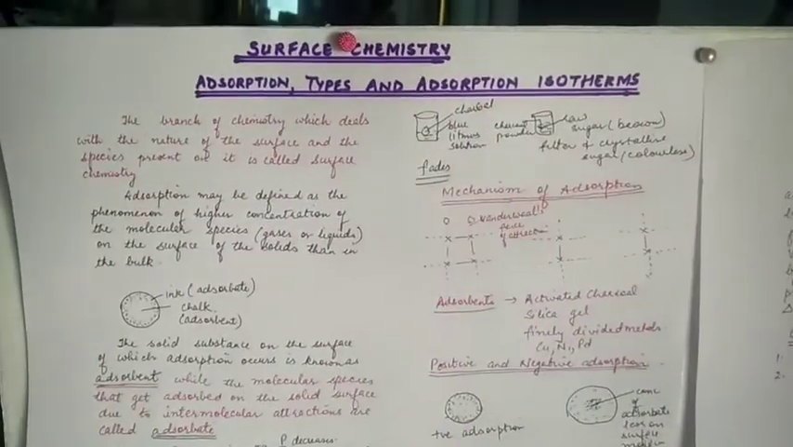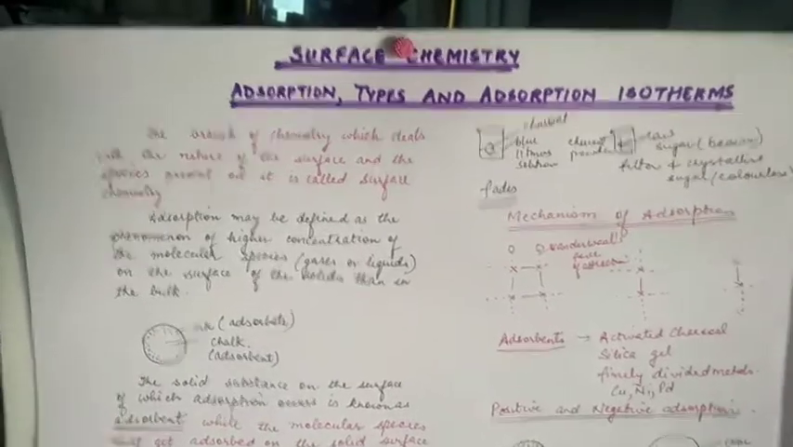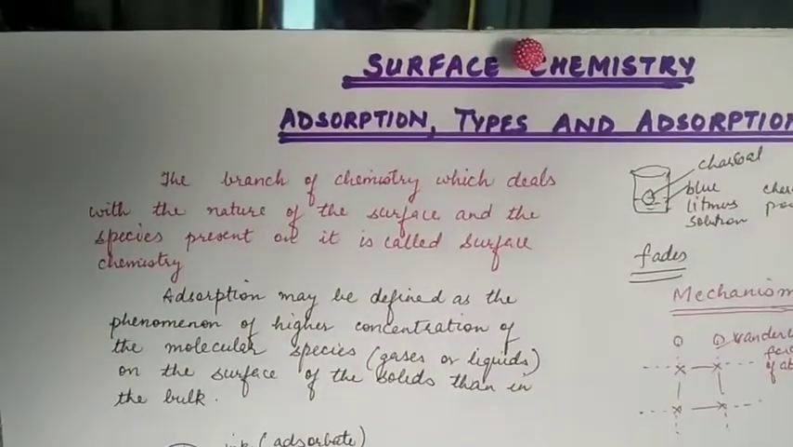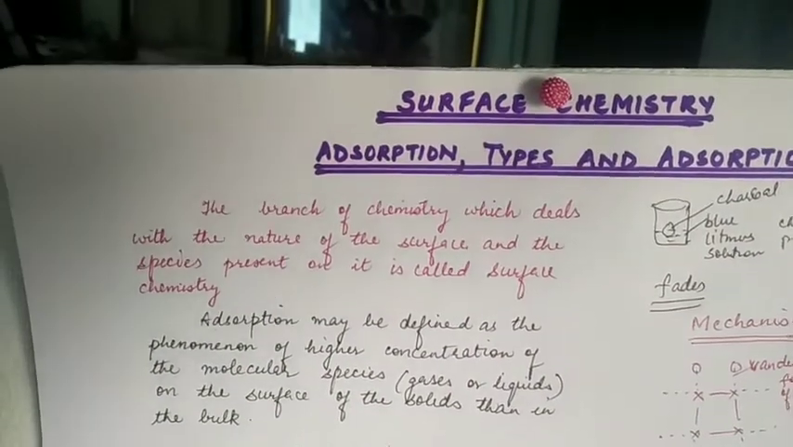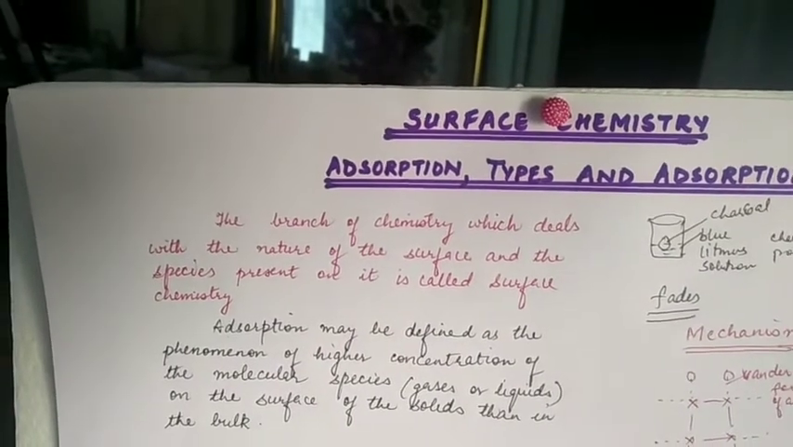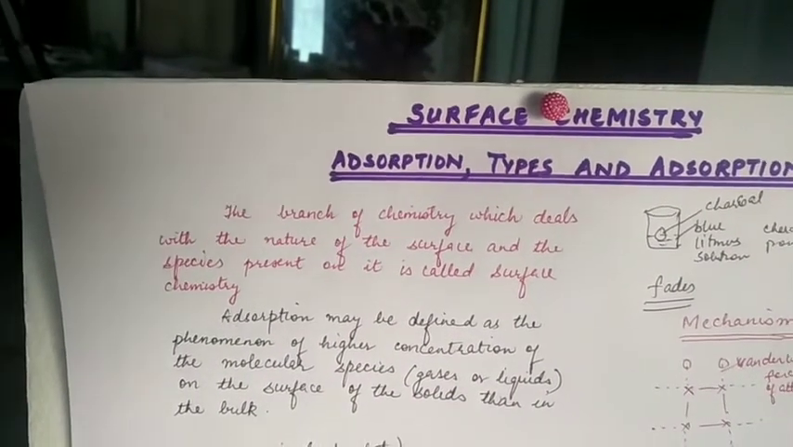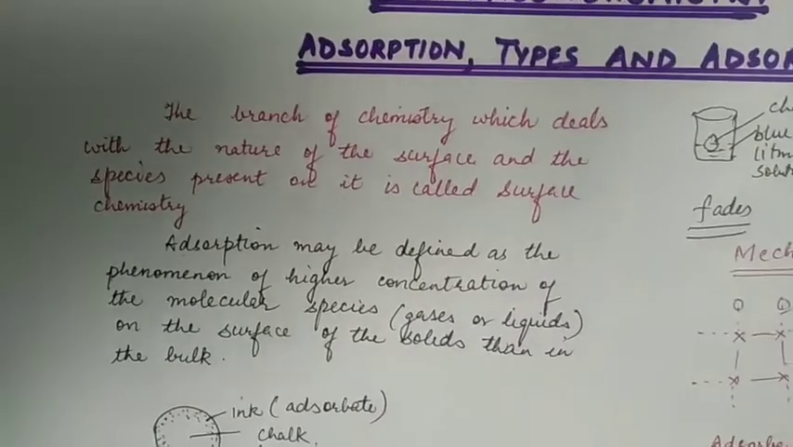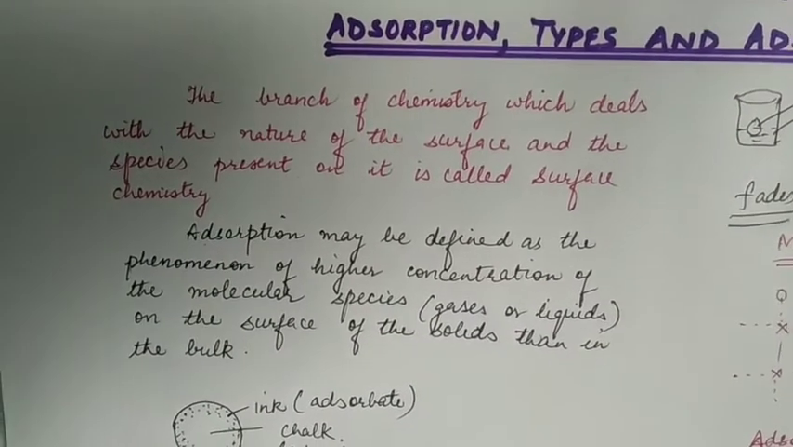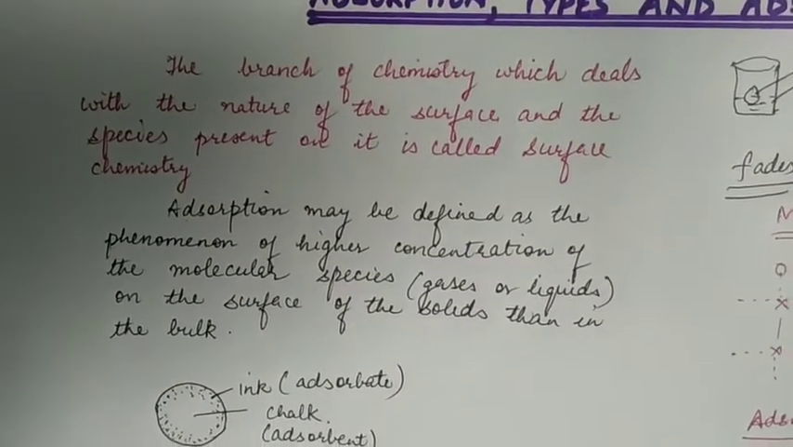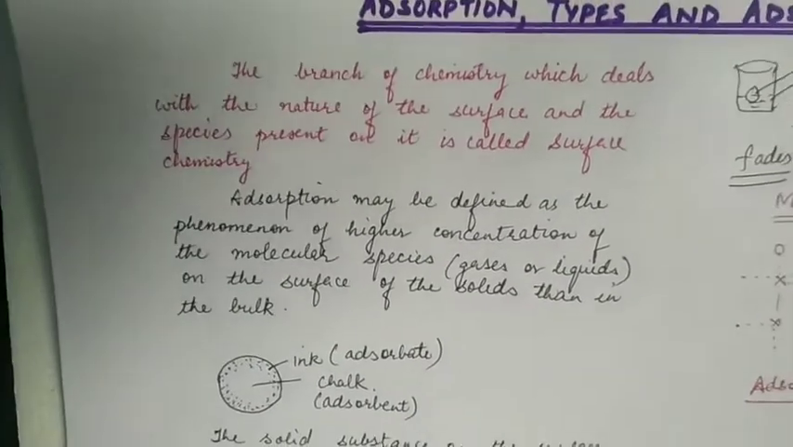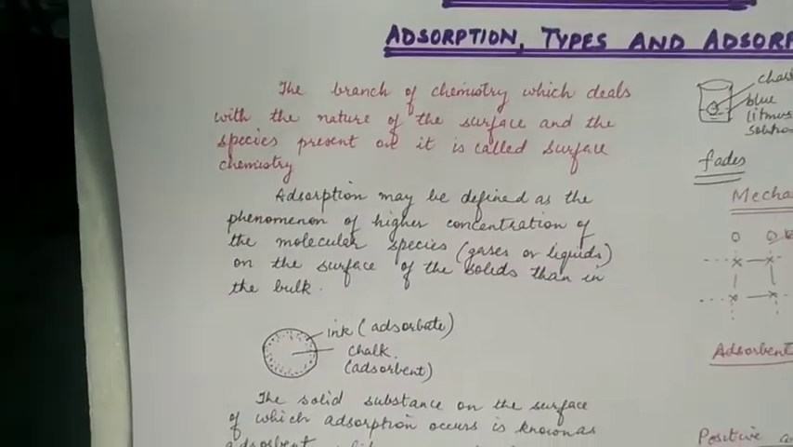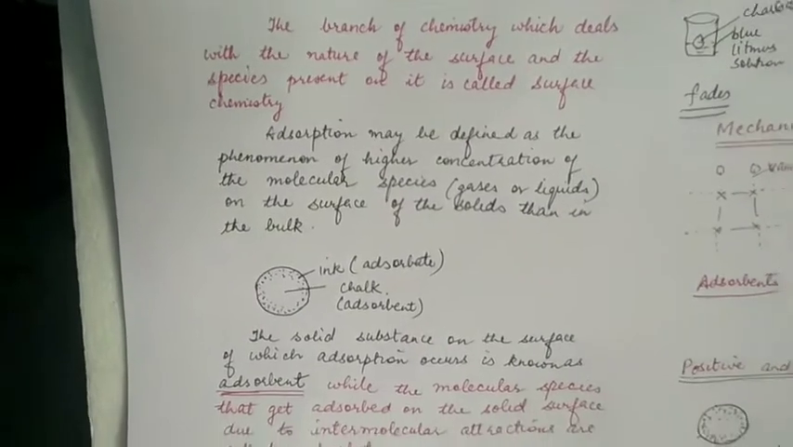The topic that we take is adsorption and its types. The branch of chemistry which deals with the nature of the surface and species present on it is called surface chemistry. Adsorption may be defined as the phenomenon of higher concentration of molecular species, gases or liquids, on the surface of solids than in the bulk.